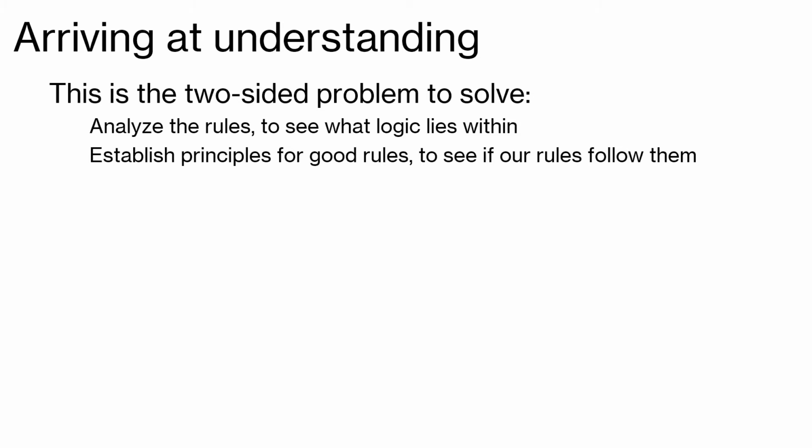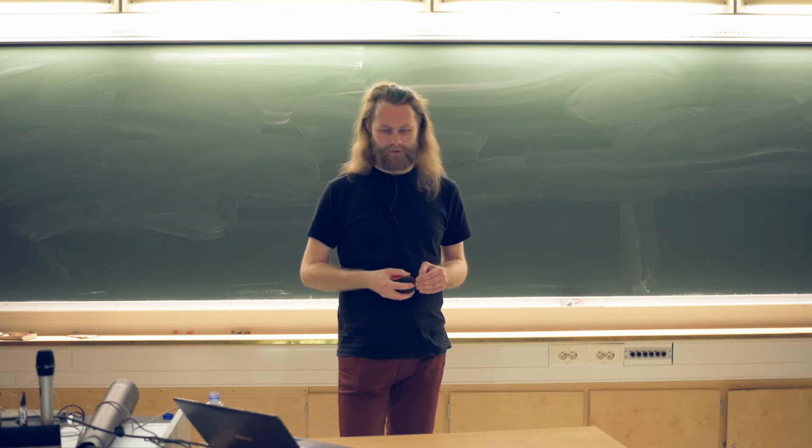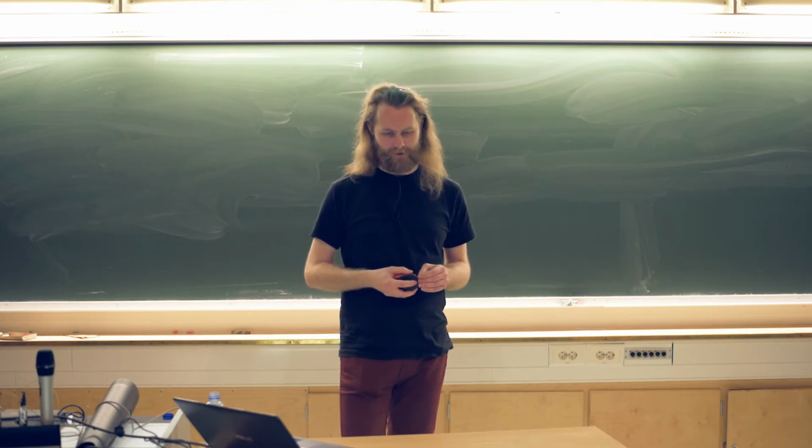Now it's a two-sided problem, which means we can start in both ends, right? So if we start by analyzing the rule sets to see what logic lies within, we need to understand what is the premise for analysis, what makes analysis valid. So here's our little philosophy part. We need rules for what constitutes valid analysis. Great. More rules. How do we deal with this? We just have rules upon rules.